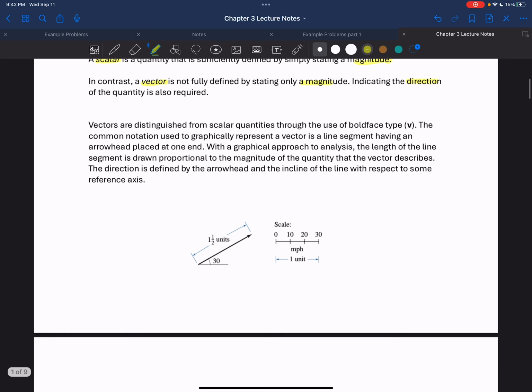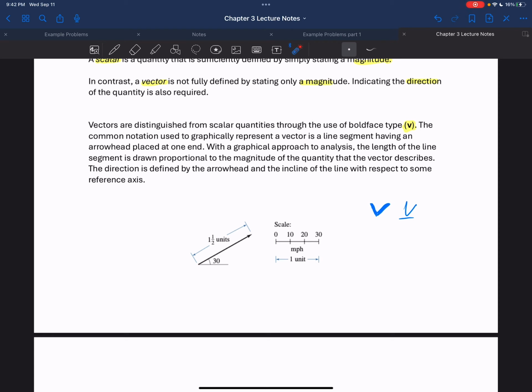We're going to distinguish vector quantities by boldface type. This should be pretty straightforward. I'm pretty sure every engineer will do it with boldface type. If I'm writing a vector, I would have to scribble to make a bold V, so I'll just do a V with a line under it. The line under it indicates boldface type. If we're looking at it graphically, though, we're going to see a line segment with an arrowhead, again indicating a direction.